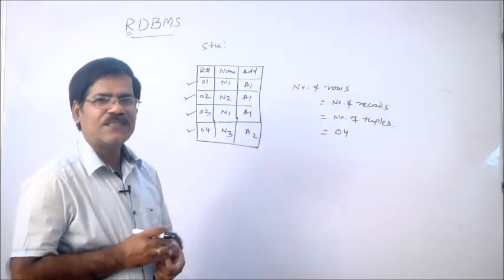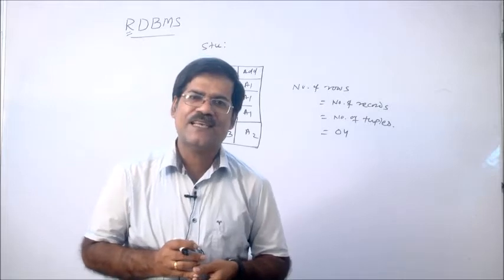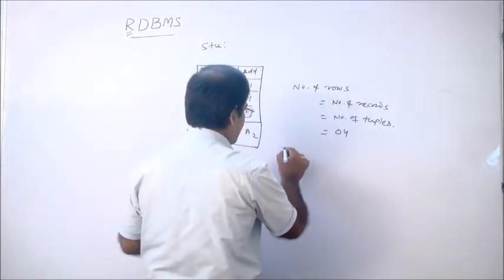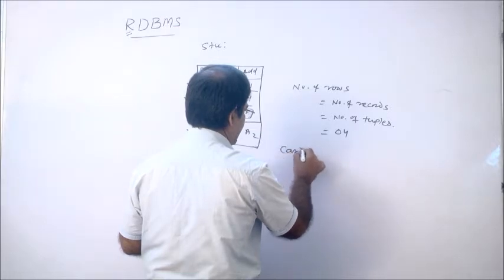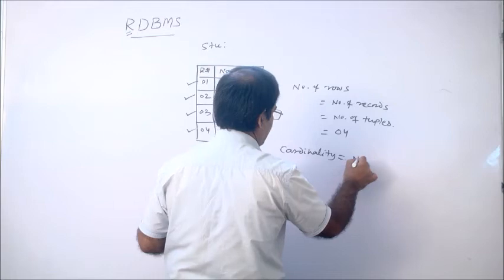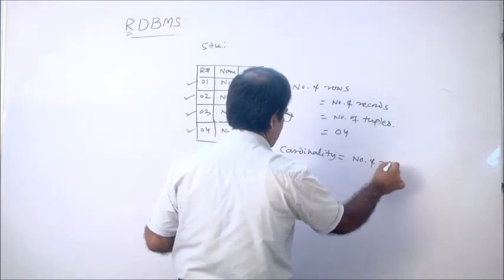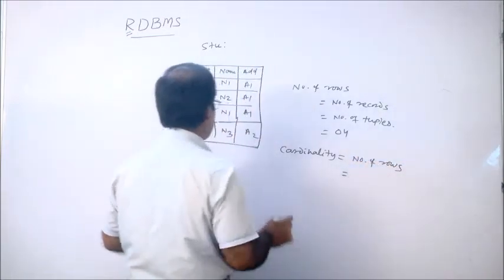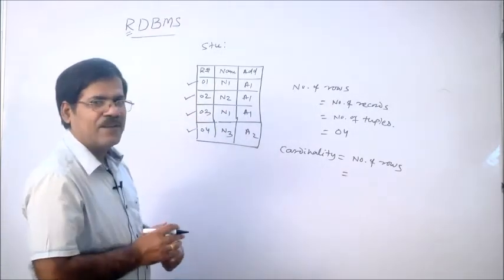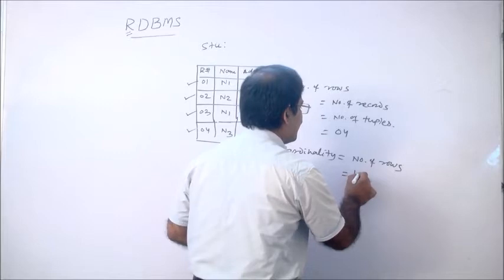So, the number of rows is called cardinality. If it asks what is the cardinality of this table, the number of rows is equal to cardinality. So, the cardinality of the table is equal to the number of rows. In this particular example, how many records are present? 1, 2, 3, 4. So, the cardinality will be 4.